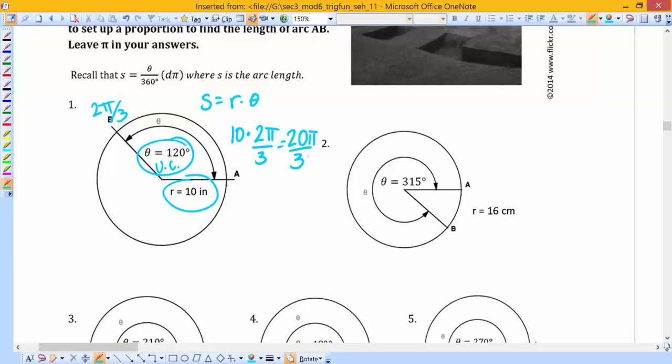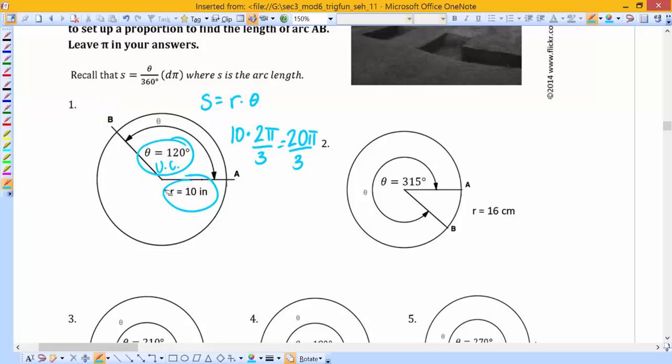And I want you to leave your answer in pi. I also want you to simplify your fractions. You really need to completely simplify. If this was 20 over 6, hypothetical, you would not be done yet. You need to simplify completely. So that was nice because it was on your unit circle.